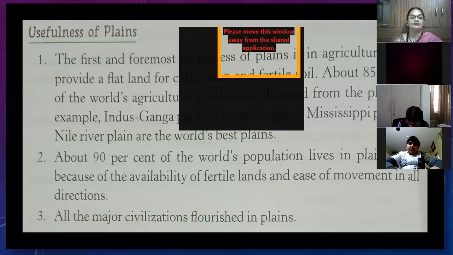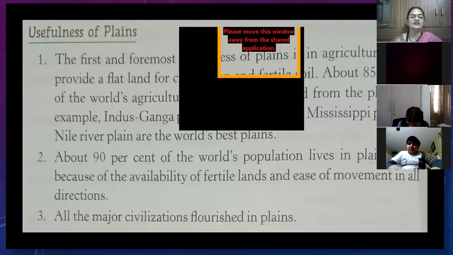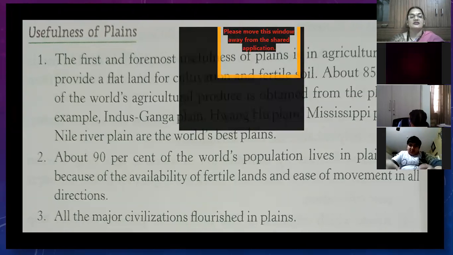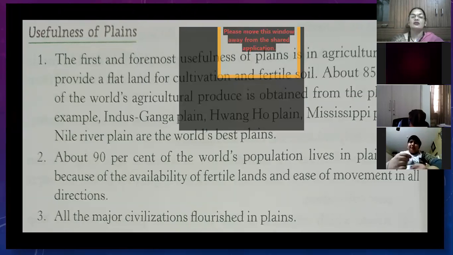For example, the Indo-Gangetic Plain, the Hwang Ho Plain. The Hwang Ho Plain is found, students, in China. The Mississippi Plain, and the Nile River in Egypt are the world's best plains. Yes, these are the world's best plains where all types of facilities are possible, students.